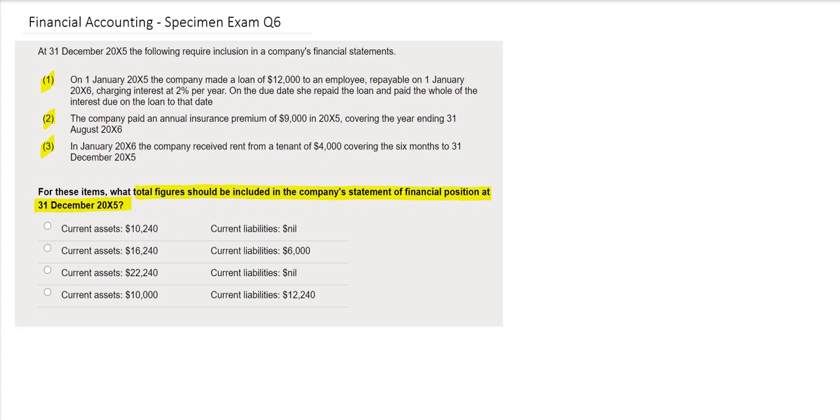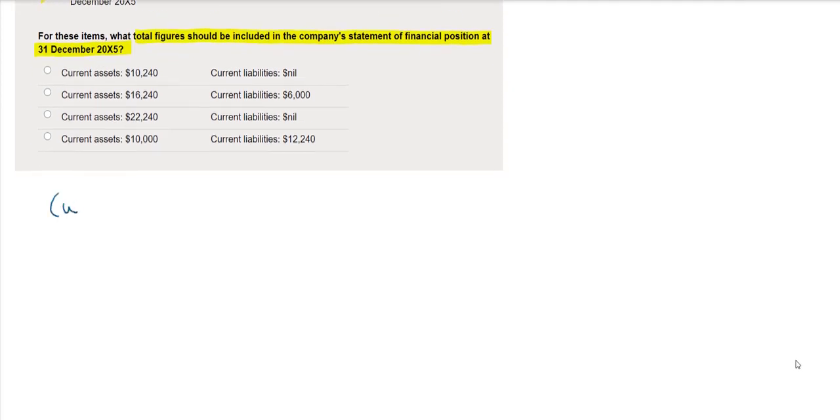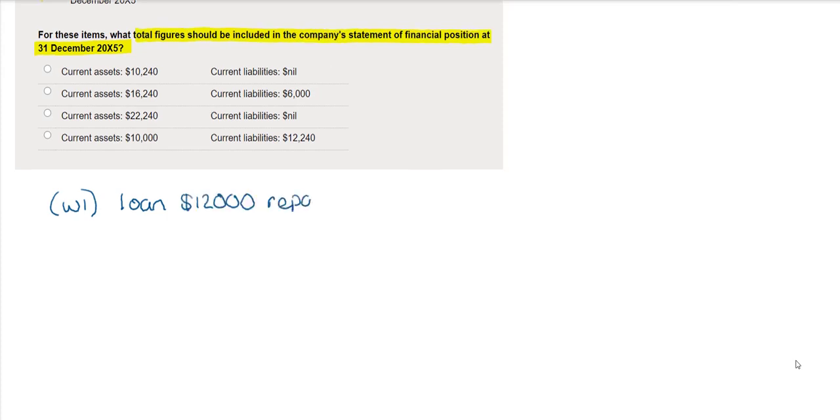For the first issue we need to look at, it says that on the 1st of January 20x5, the company made a loan of $12,000 to an employee and it was repayable on the 1st of January 20x6 with interest at 2% per year. We can see that we are currently looking at the 31st of December 20x5, and so this loan was repayable straight after our year end. We can set up a working for this answer. In working 1, the loan of $12,000 is repayable to the company straight after the year end.